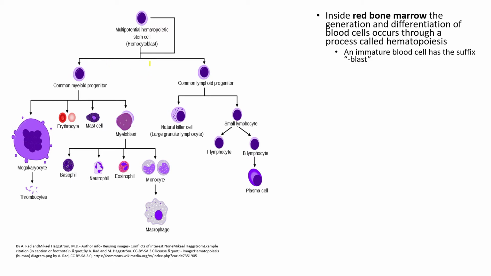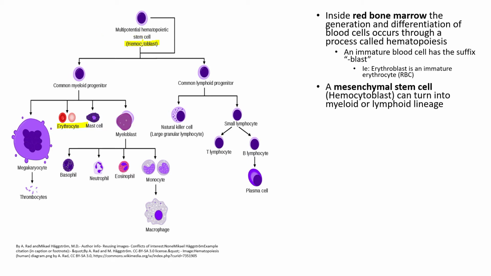Just a side note, an immature blood cell has the suffix blast. So a mesenchymal stem cell, also known as a hemocytoblast, which is also known as a multipotential hematopoietic stem cell. A hemocytoblast is an immature blood cell. Similarly, an erythroblast is an immature red blood cell, and an erythrocyte is a mature red blood cell. So the immature blood cell has a suffix blast.